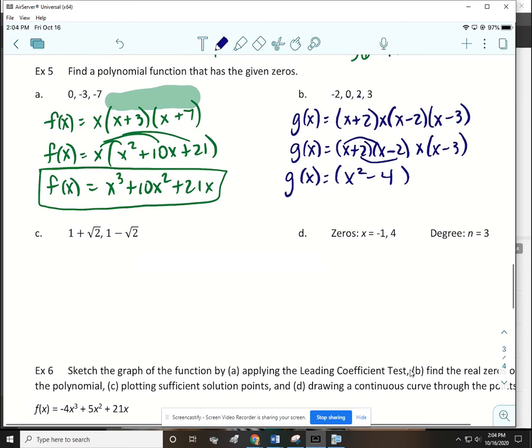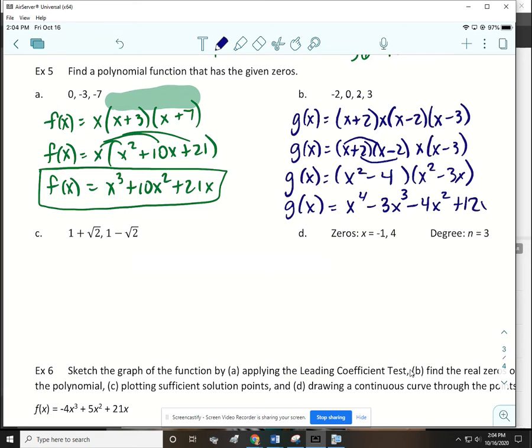Over here, I'll distribute the x. Right, and then finally, I will multiply those together. So I'll distribute x squared, and then I'll distribute negative 4. And you don't have any like terms, so that is your function.